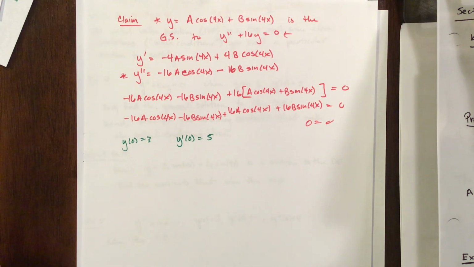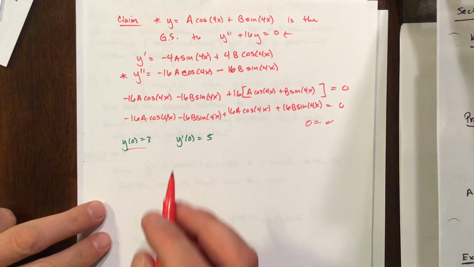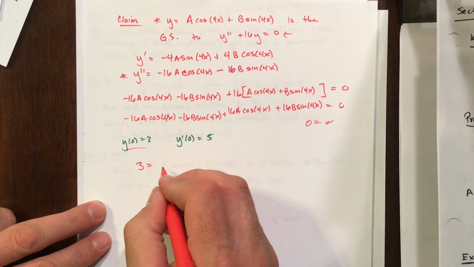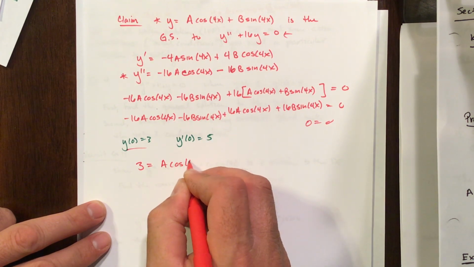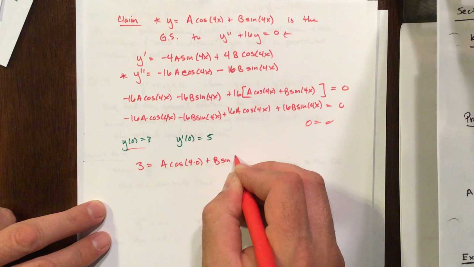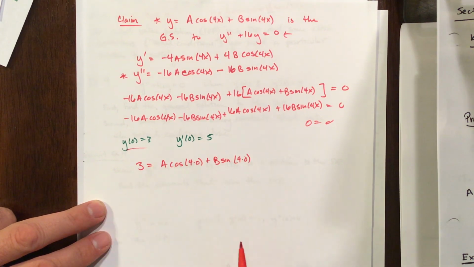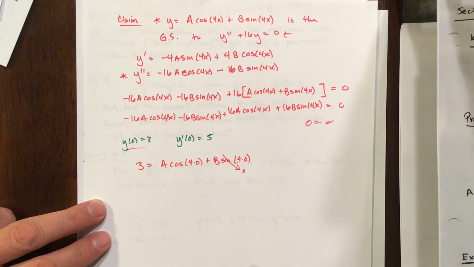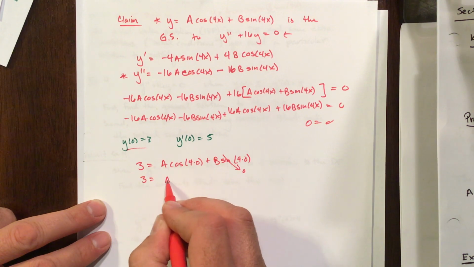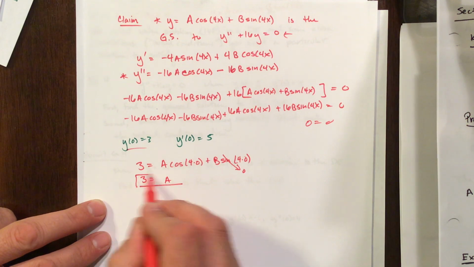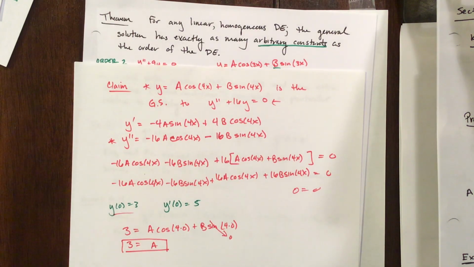So, let's see. Using this first, I can plug 3 in for y and say that 3 is a times the cosine of 4 times 0 plus b times the sine of 4 times 0, because after all, x is 0 in this case. The sine of 0 is 0, so b times 0 is 0, and I'm left with 3 equals a times the cosine of 0, which is 1. So a is equal to 3. Perfect. Go back up here.